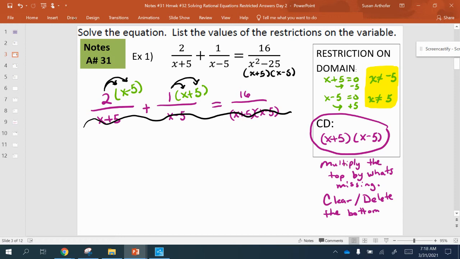So let's go. So 2 times x is 2x. 2 times negative 5 is negative 10. On to the next one. 1 times x is positive 1x. 1 times 5 is positive 5. Keep going. Don't forget you got to keep writing. Equals 16.